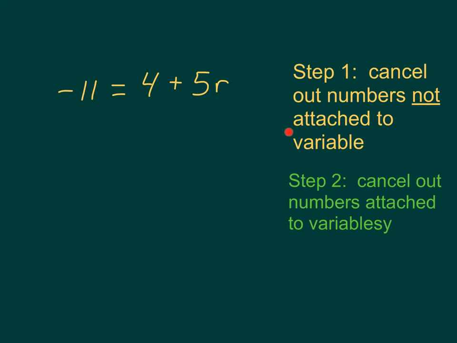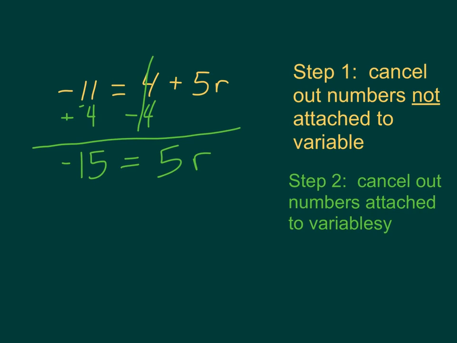So I'm always going to start with step 1 when I'm ready to solve this. So I'm going to cancel out numbers not attached to the variable. So here's my variable. Here's the number not attached to it. So it's positive 4. So to get rid of that, I'm going to have to go with negative 4. So underneath that, I write a negative 4 on both sides because I want to keep it equal. When I do that, it cancels out. And on the other side, I'm left with negative 11 minus 4, which I remember is the same as negative 11 plus a negative 4, which is negative 15, which is the same as 5r.